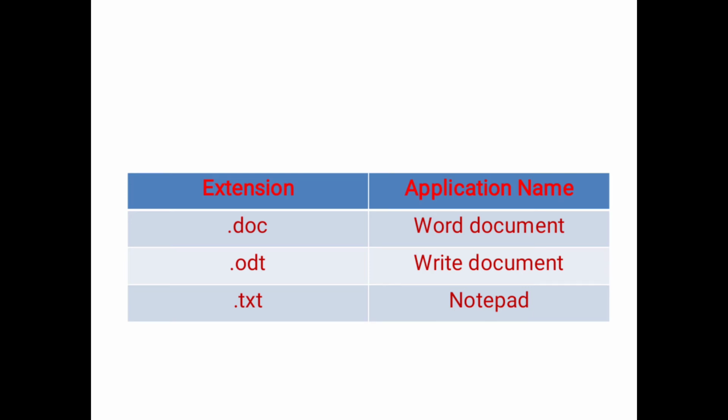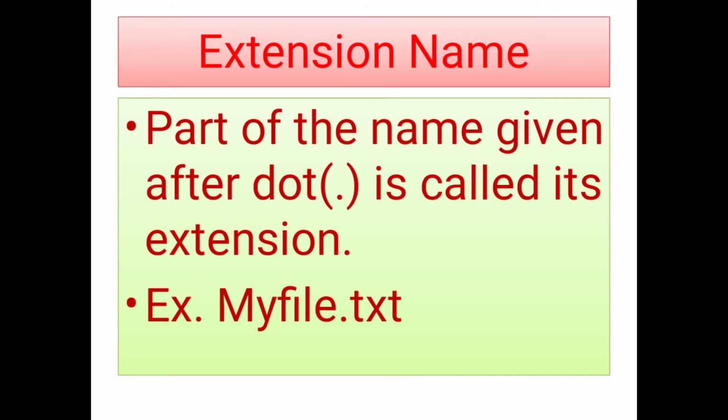What is an extension, first of all? The part of a file name given after the dot is called its extension. That means any name after a dot is called an extension. For example, I have given myfile.txt. This particular .txt is considered the extension. Any file name with a dot.